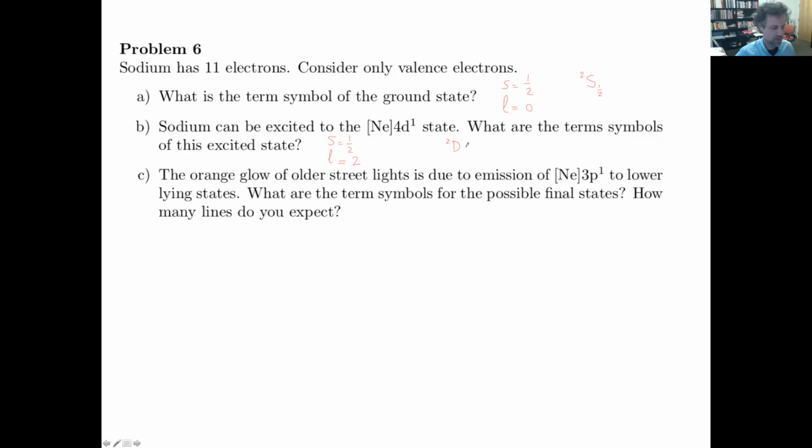So I only have 2 values, which is D 5/2. That's the first combination, and then D 3/2. That's the second one. So this is, of course, 2 plus half, and this is 2 minus half. 5/2 and 3/2 are the 2 solutions for J. So just a few words about this.